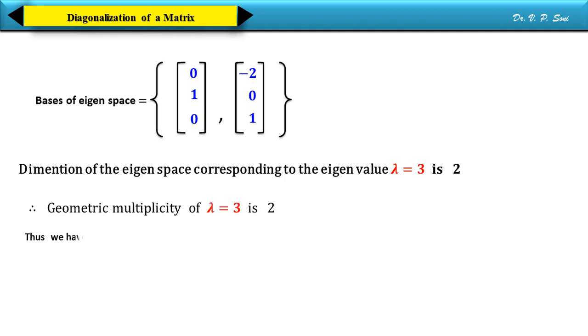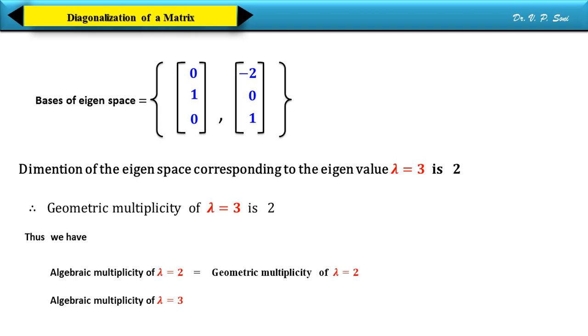Thus we have the algebraic multiplicity of λ = 2 equal to the geometric multiplicity of λ = 2, and the algebraic multiplicity of λ = 3 equal to the geometric multiplicity of λ = 3. Here the algebraic multiplicity and geometric multiplicity of each eigenvalue are the same.